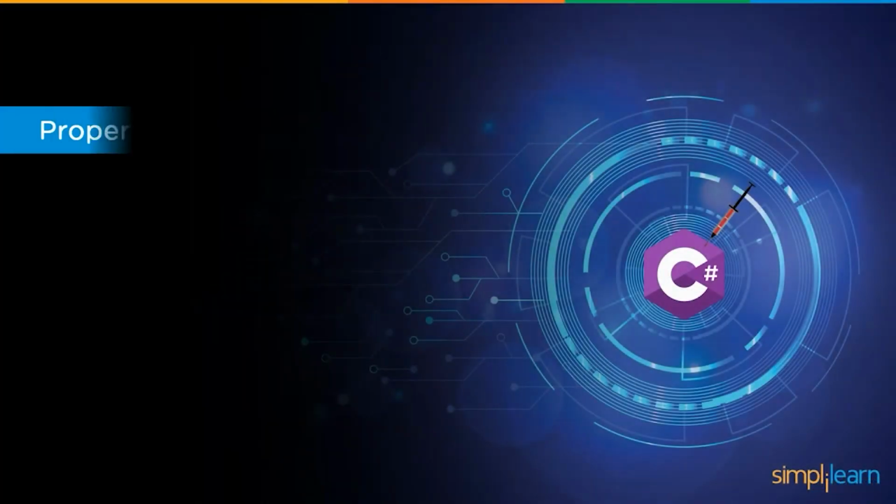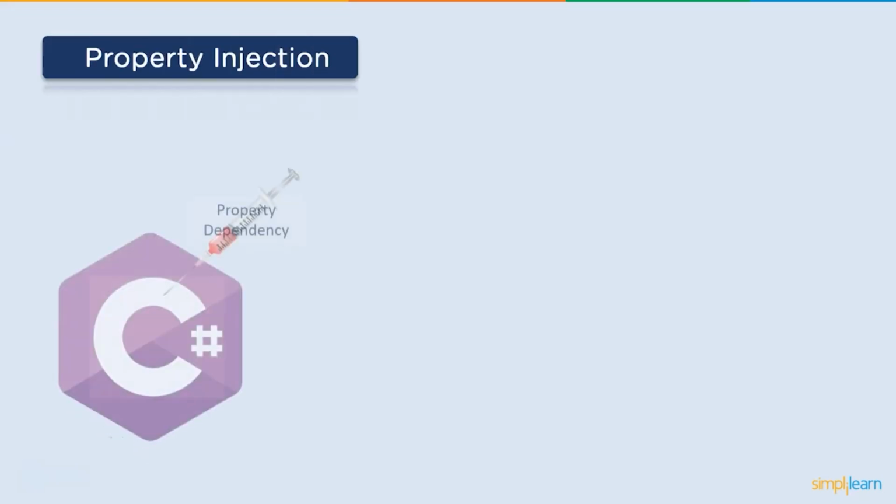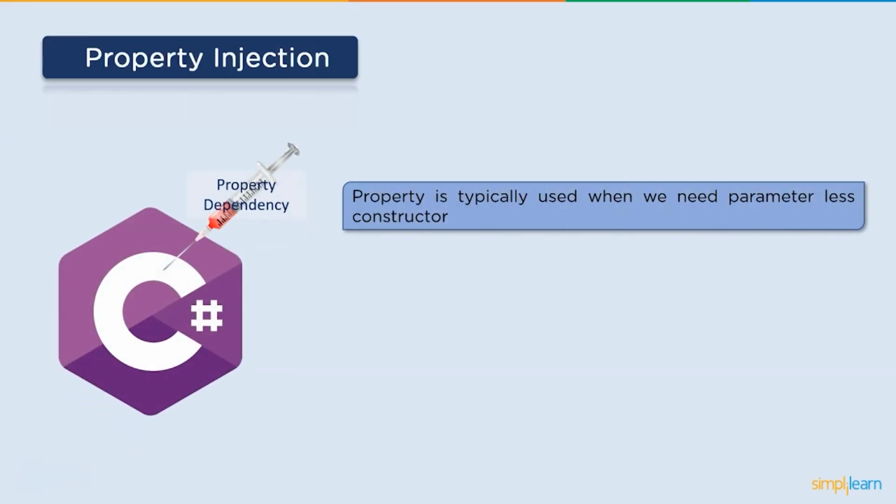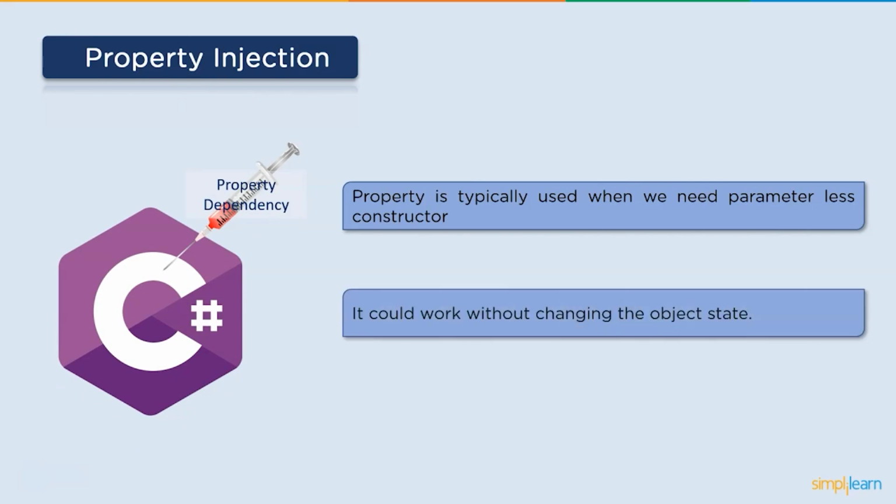Next up, the property dependency injection. The property is typically used when we need a parameterless constructor. It could even work without changing the object's state. Let's try it in the code editor.